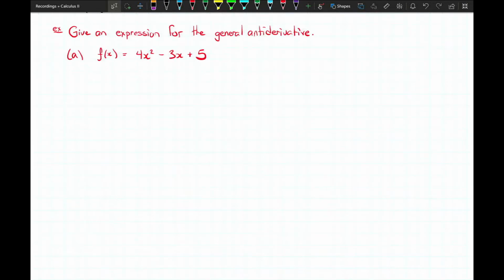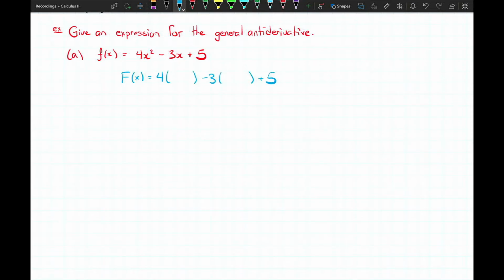Let's try some examples and start off with mostly the power rule here, a function which is simply a quadratic. When we take its antiderivative, you may expect this to suddenly become a cubic. Well, we'll have to make sure to apply our sum and difference rules as well as our constant multiple rule first. That means since we have 3 terms, we're going to be looking at the antiderivative of each term and keeping the constants 4, -3, and 5.